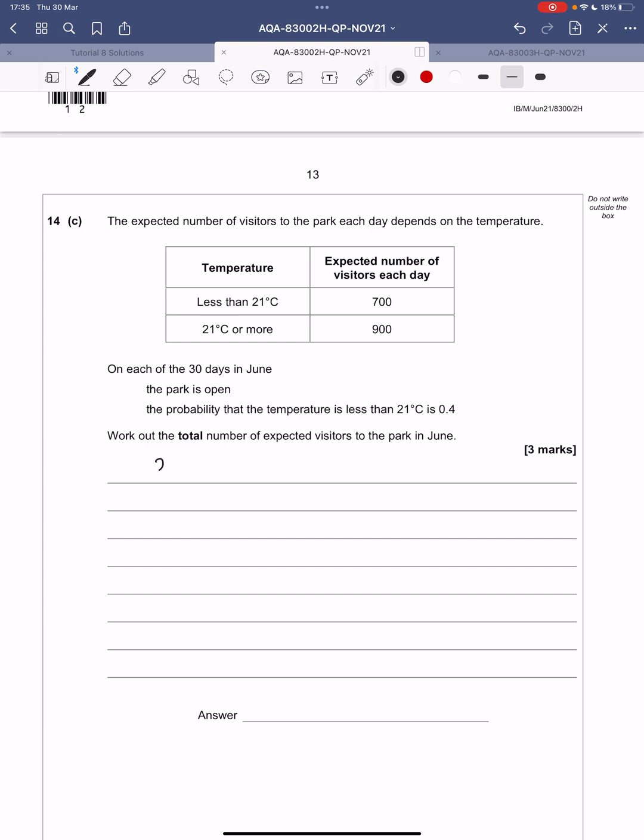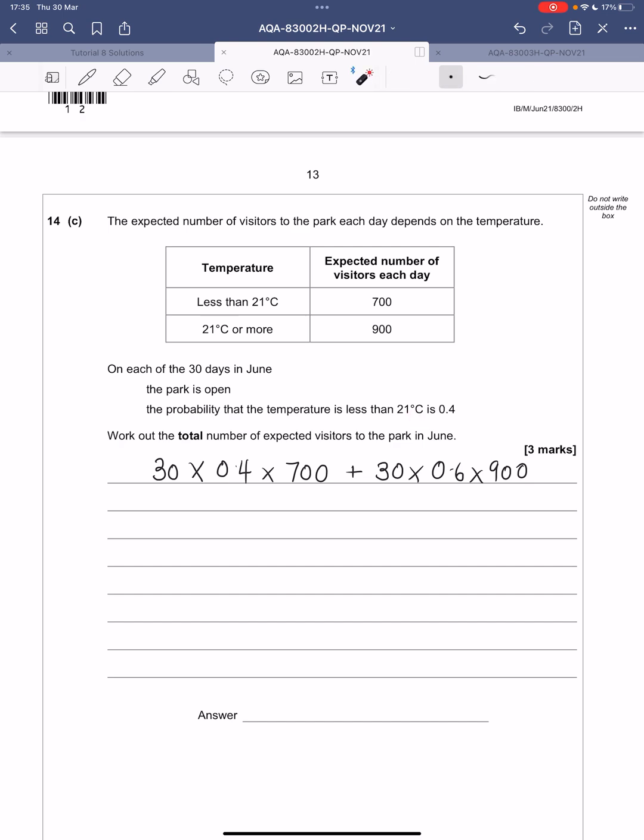So we've got 30 times 0.4 times 700 for this one here. And then the other one, it's going to be plus 30 times 0.6 times 900. That's a bit messy actually, let's get rid of that.